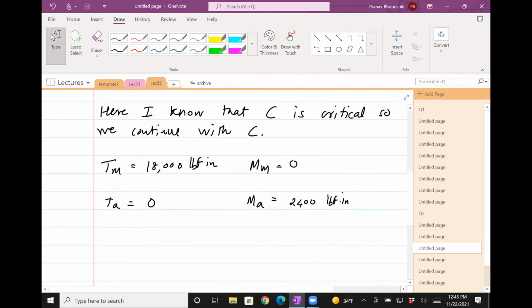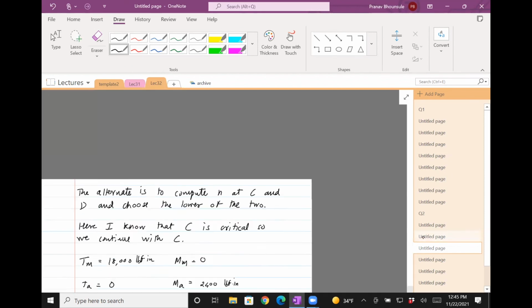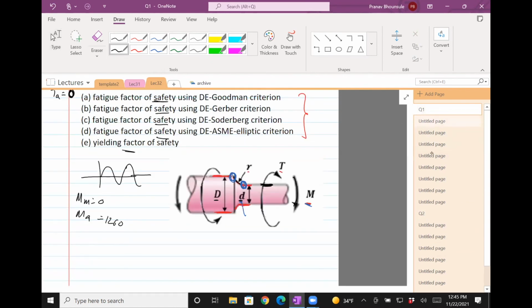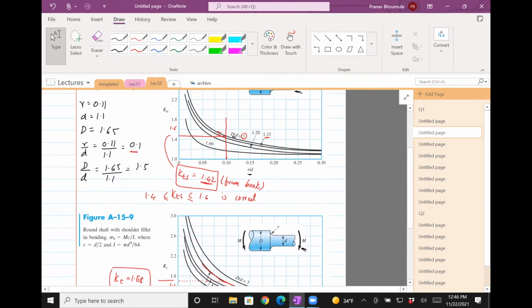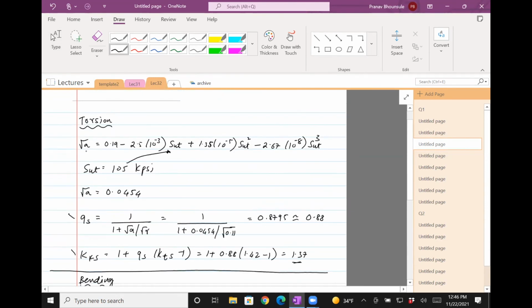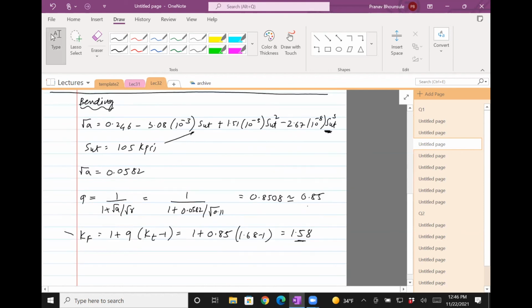Okay, so with that, now I need to compute Kf and Kfs. For that, I need Kt and Kts, and then I need q, right? It turns out that the geometry I gave you in this problem is the same geometry which was used here. So I'll use this figure and this figure to find the Kt and Kts. These values will change because question 2 has a different geometry from question 1, but that's how I'll find Kt and Kts. Once we find them, we'll find the Neuber constant from the same formulas, except the Sut is different. Then we'll find q and then Kfs. Same thing for bending: you find square root of a, Neuber constant, q, and Kf.